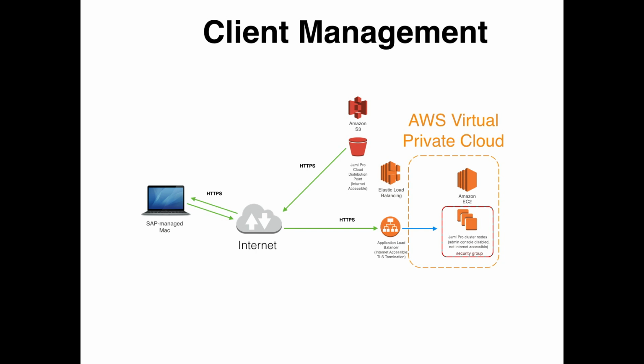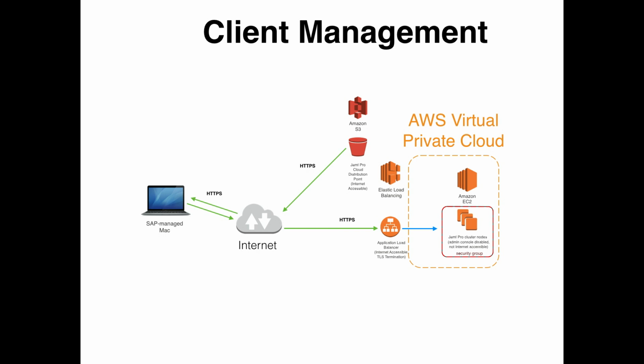Now, client management communication is handled by the Jamf Pro servers that have been set up as limited access nodes. Similar to the admin console setup, these limited access nodes are associated with their own load balancer and DNS address. So communication to the client management nodes uses HTTPS until it hits the load balancer, which handles our SSL termination. And that allows us, again, to have an SSL certificate that matches that different DNS address.